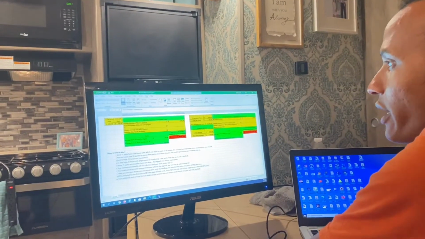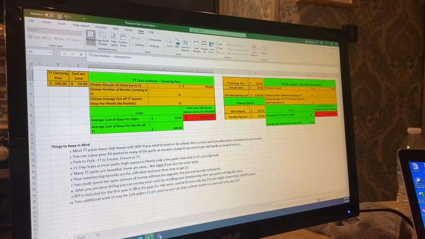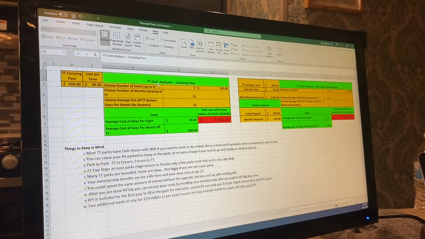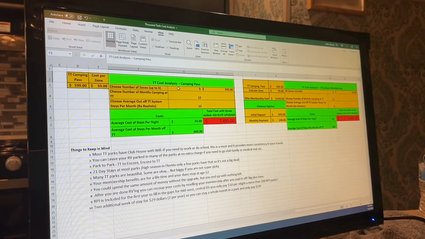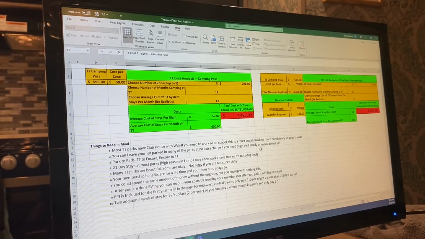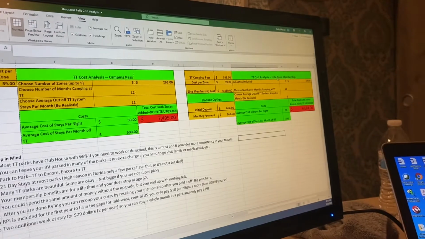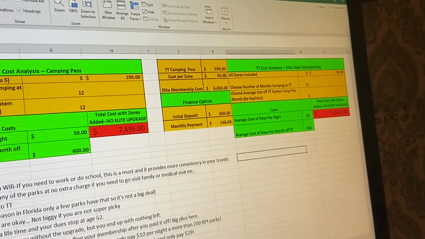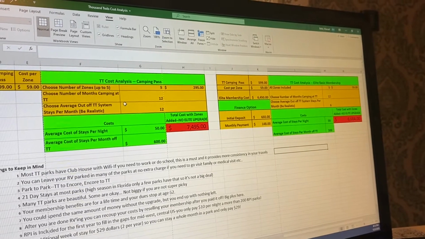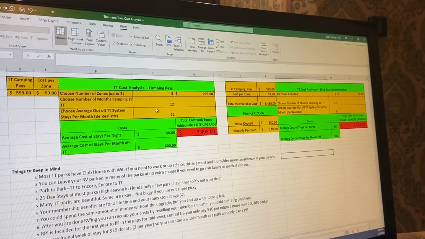Okay, so here we go, guys. This is the spreadsheet that I put together. Over here, what you will see is the TT Thousand Trails Cost Analysis. That's what the TT stands for. This is the camping pass here, and then on this side, what you will see is the Elite Basic membership. So this is a side-by-side comparison, and I automated a few things.